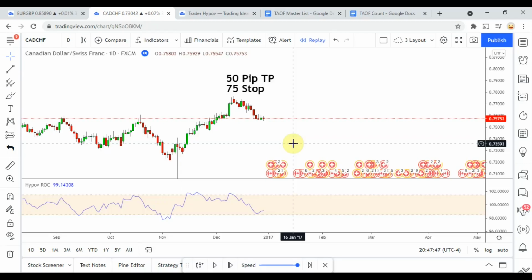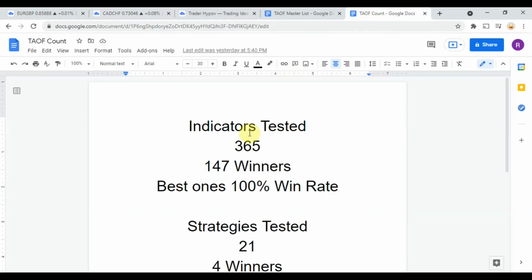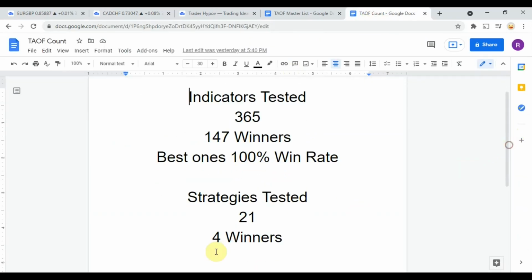Alright, as I said, today we will be testing the Hypov ROC indicator. Before we do though, I wanted to put the testing scoreboard up for everyone to see. So to date, we have tested a total of 21 different strategies with a total of 4 different winners, and we have tested a total of 365 indicators with a total of 147 winners, which means that they have met or exceeded the 60% win-loss ratio threshold that we have set for them.